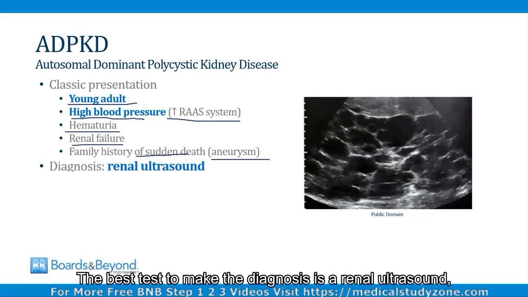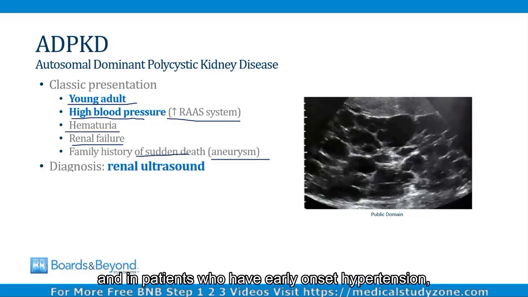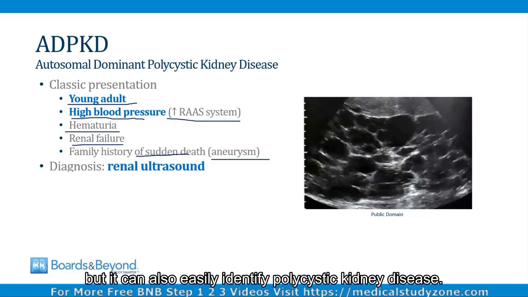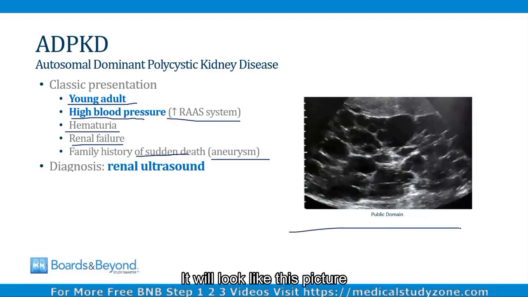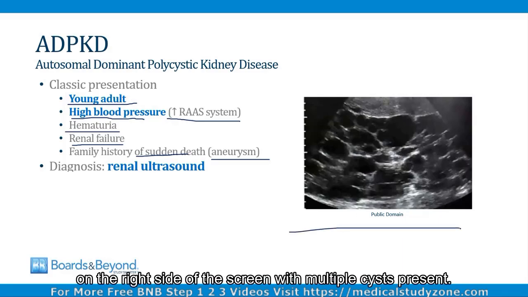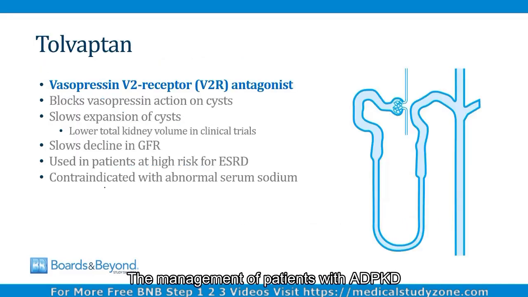The best test to make the diagnosis is a renal ultrasound, and in patients who have early onset hypertension, a renal ultrasound is a standard test to identify evidence of any kidney problem really, but it can also easily identify polycystic kidney disease. It will look like this picture on the right side of the screen with multiple cysts present. The management of patients with ADPKD mostly involves treating the blood pressure and monitoring the kidney function.